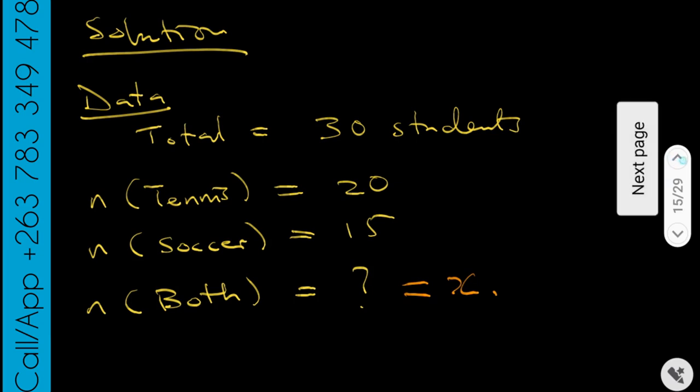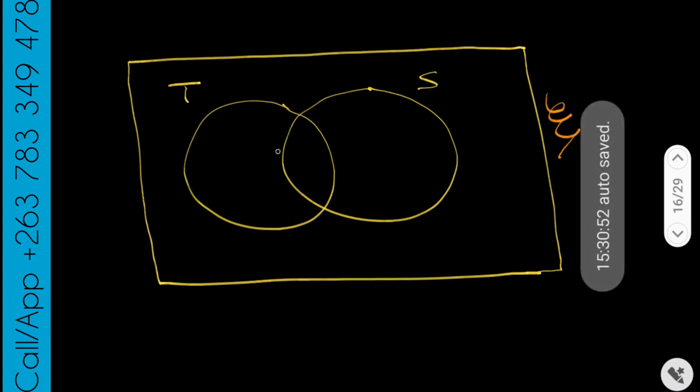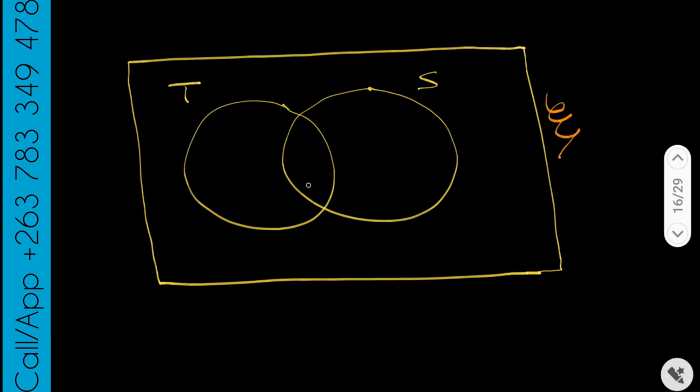So now we set up a Venn diagram. For our Venn diagram, we've got our universal set, and then we've got our set for those who play tennis, we'll call it set T, and our set for those who play soccer, we'll call it S. Now, if you look at the Venn diagram, we've got the intersection region here. The intersection region represents what is inside the set of tennis players and what is inside the set of soccer players. So if a student is in the set of tennis players and also in the set of soccer players, that means they play both tennis and soccer.